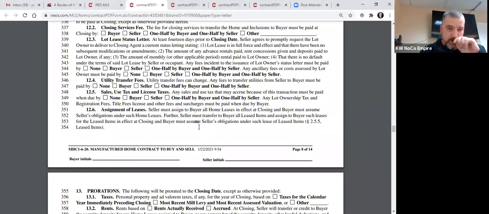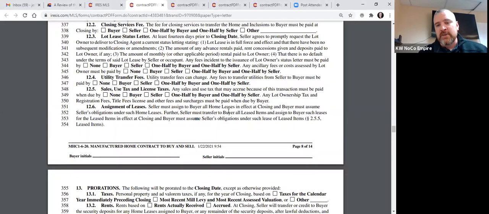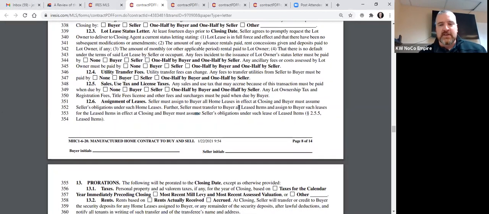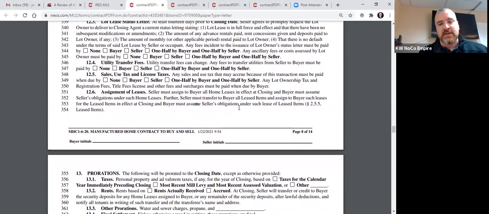Assignment of leases. So seller has to assign to buyer all the home leases in effect, right? That makes sense. If there's a lease in place, it's going to continue in place. And the buyer has to assume the seller's obligations under those leases. Seller has to transfer to buyer any leased items as well.